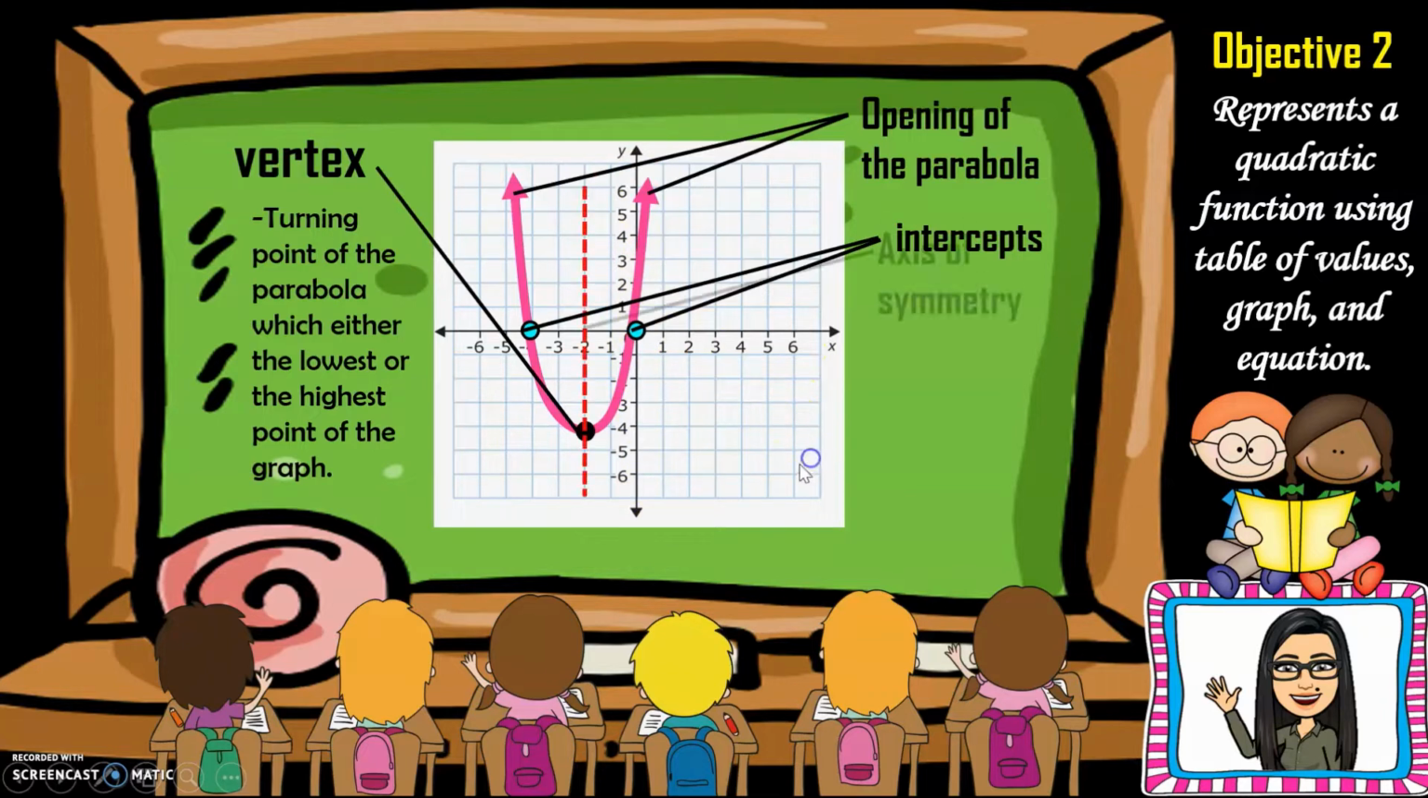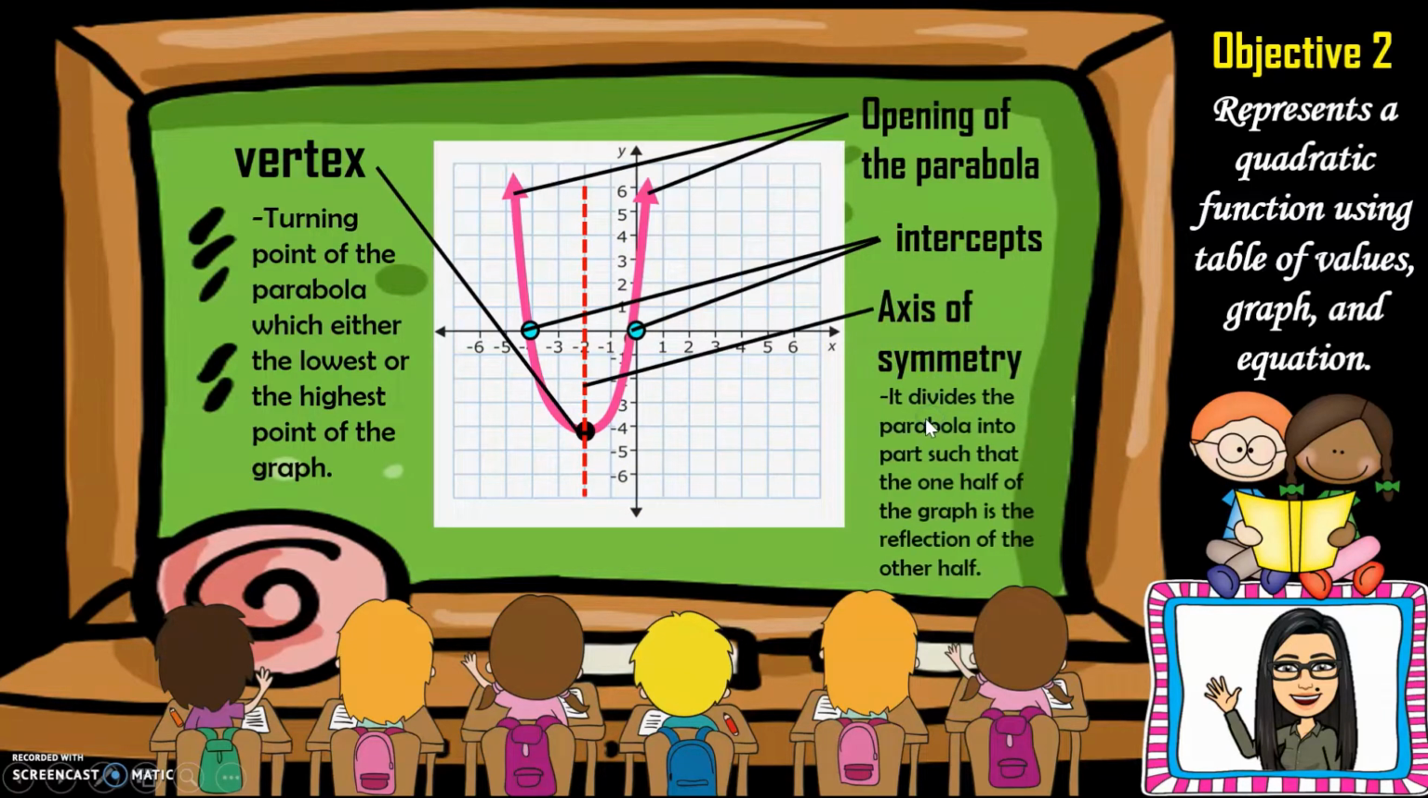And also, we have tinatawag nating axis of symmetry. So, yung axis of symmetry, it divides the parabola into parts such that one half of the graph is the reflection of the other half. So, as you can see, kung ito yung tinatawag nating axis of symmetry, hinati niya yung ating parabola into two equal parts. Yung parang mirror. So, yan po yung mga different properties ng ating parabola.